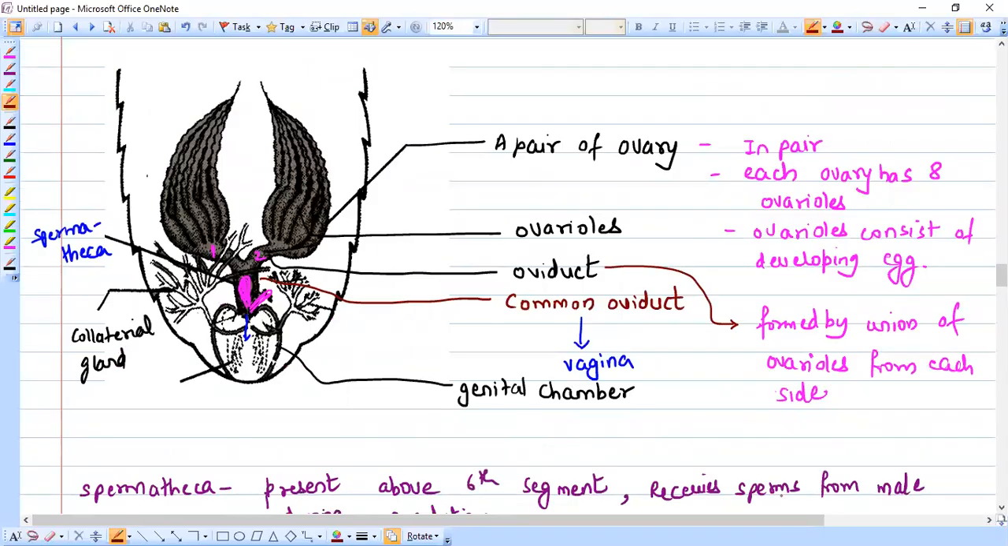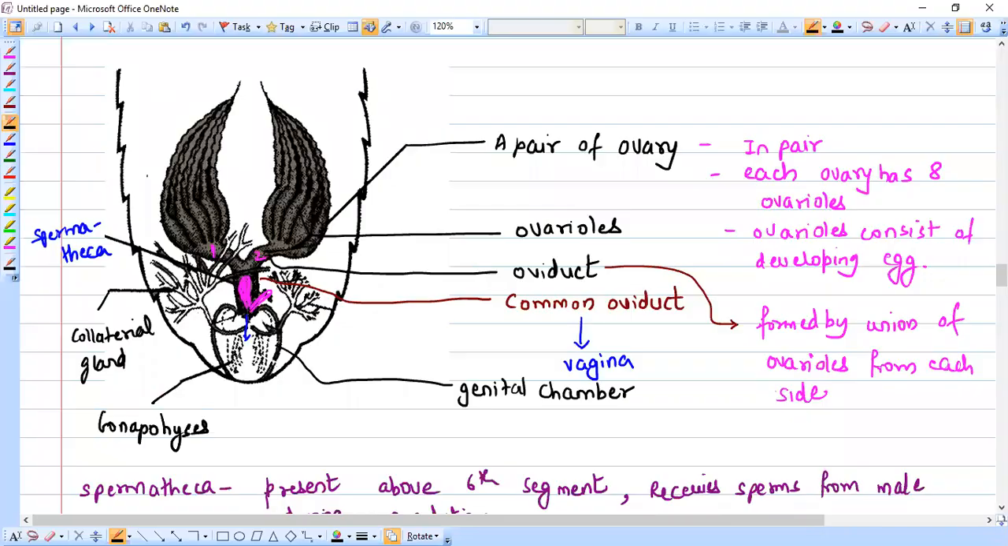Now, this part, this labeling is called vestibulum. Here we can see the opening for reproduction, it is gonapophysis. The entire female cockroach will be covered by chitin except the reproductive opening, that is called gonapophysis.